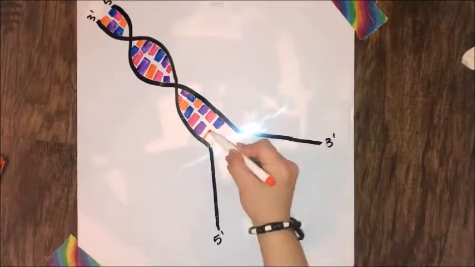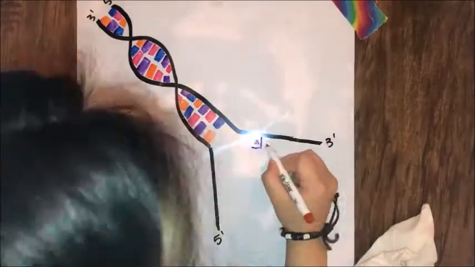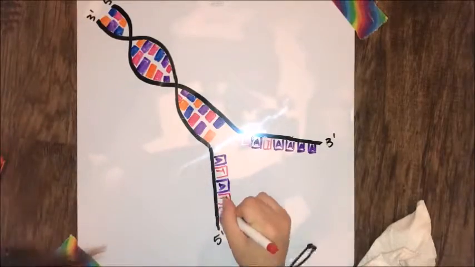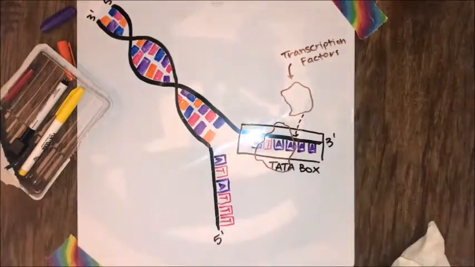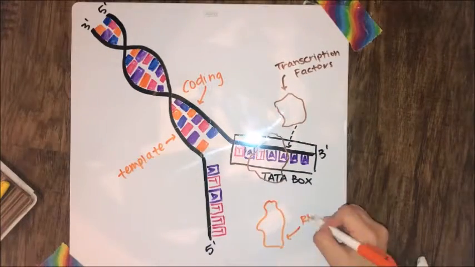To begin transcription, the first process in protein synthesis, transcription factors in the nucleus begin to prep the DNA to be transcribed and will bind to the TATA box located in the promoter region of the DNA coding strand. RNA polymerase, an enzyme responsible for creating RNA strands, will then begin to build the RNA.